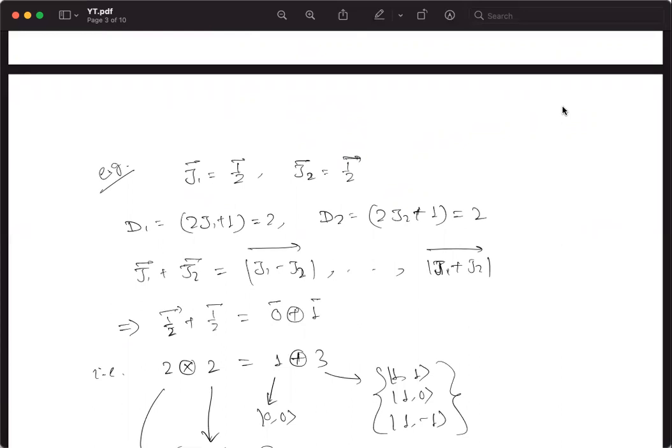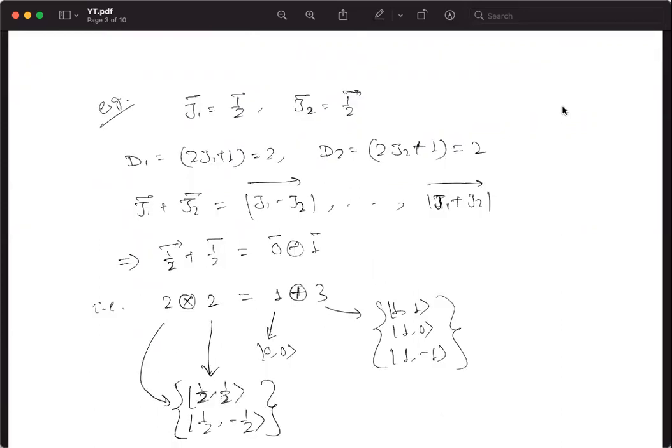Now when you add this J1 and J2, we get angular momentum 1 and 0. Now 1 contains these three states, |1,1>, |1,0>, and |1,-1>. So that's why this spin 1 state is three-dimensional. 0 has only one state, which is |0,0>. This is a singlet or one-dimensional, right? So what we can say in terms of the dimensionality is that 2 cross 2 equals 3 plus 1.